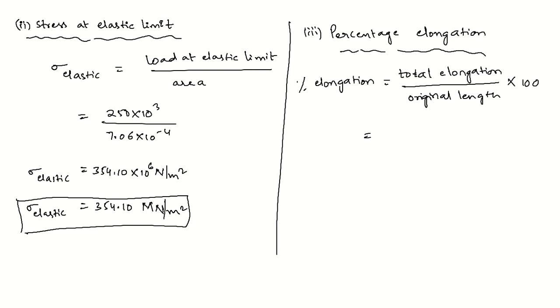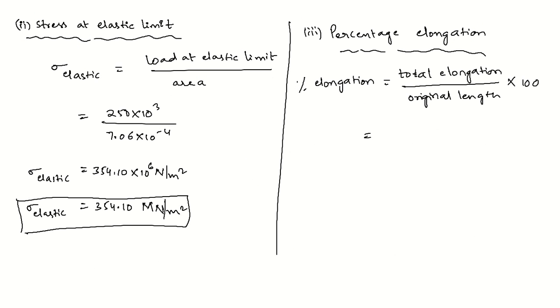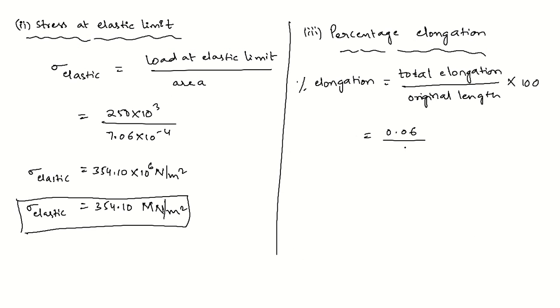What is the total elongation or extension given to us in the question? 60 mm, which is 0.06 meters. So it is 0.06 by what is the original length? 0.2. So into 100. This is just change in length by original length, but into 100 we are doing because we want percentage, as simple as that.